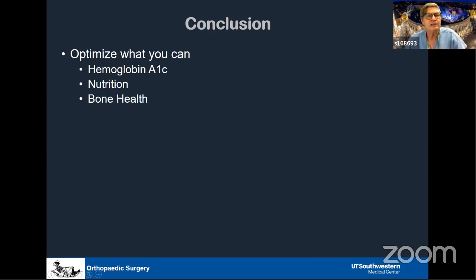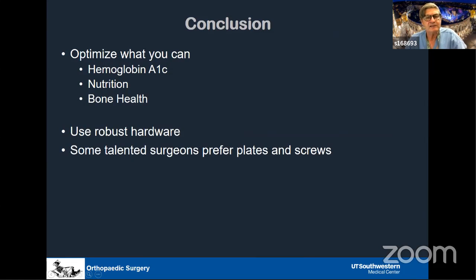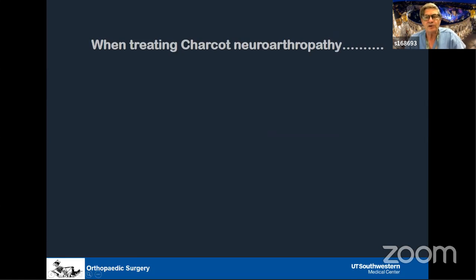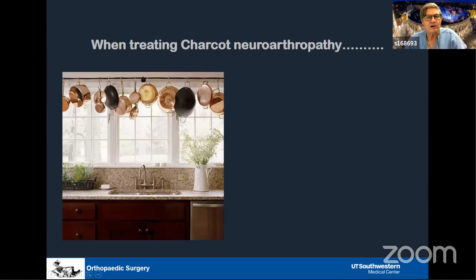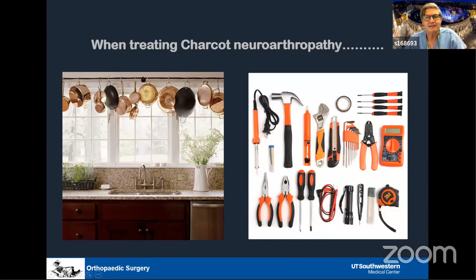So in conclusion, I would say optimize what you can: the hemoglobin A1C, nutrition, and bone health. Use robust hardware, more hardware than you need. Some talented surgeons prefer plates and screws or external fixation, and that's perfectly fine. I think you should do what you do and do what you do well, whatever experience you have. So when treating Charcot neuroarthropathy, my feelings are that you need the kitchen sink and you need all of your hardware in your armamentarium. Keep that in mind.